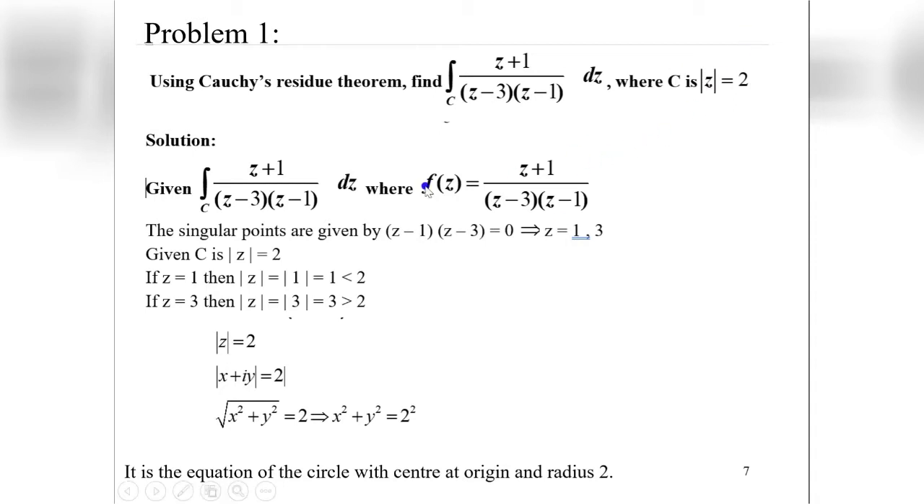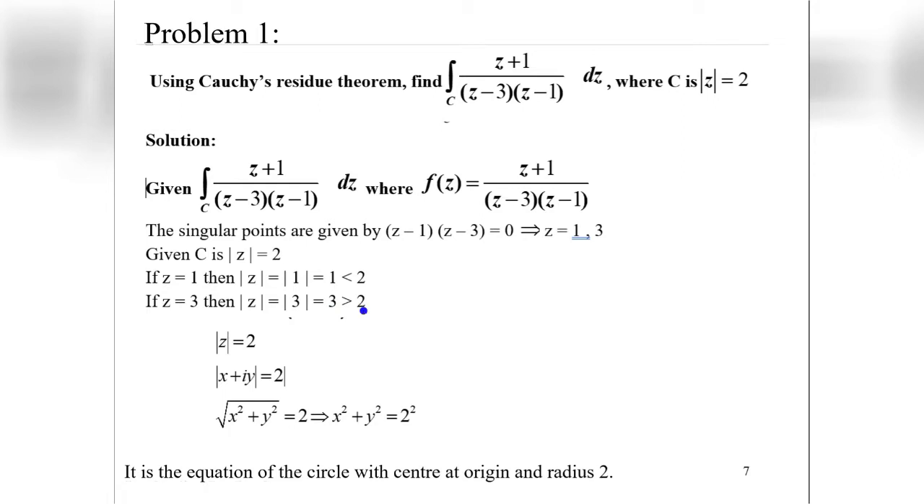In order to check the condition, the given region is modulus of z equal to 2. If you take z equal to 1, the modulus of z equals modulus of 1, which is 1, and it is obviously less than 2. That means z equal to 1 lies inside the given region. The next pole is z equal to 3. Taking the modulus, we get 3, which is greater than 2. That means it lies outside.